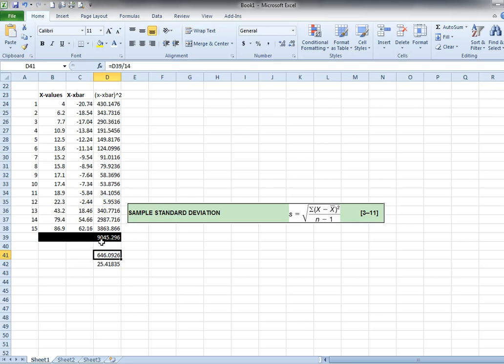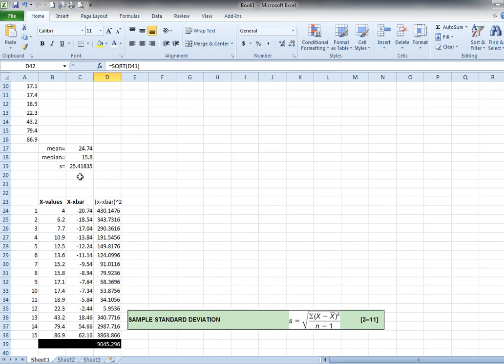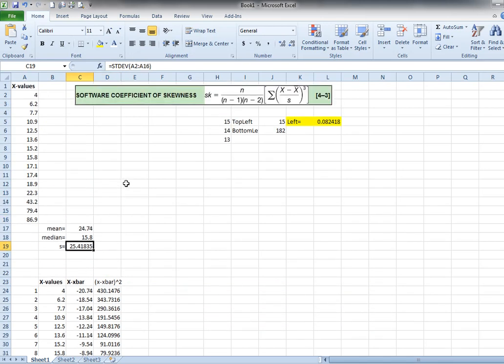I divided 9,045.296 by 14. And then it says to take the square root of all that. So I came up with 25 point, let's say 42. And okay, so that agrees with what Excel came up with. So very good. So what do I need to do now? Well, that actually was just the standard deviation calculation.